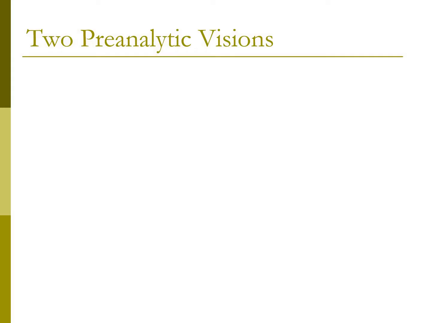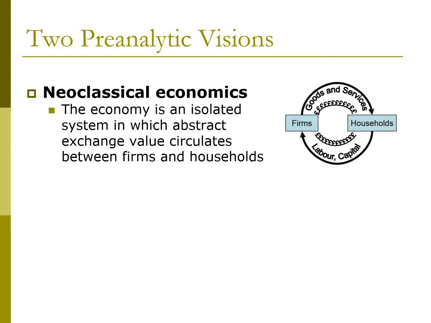So we have two different pre-analytic visions, different starting points for analysis. In neoclassical economics, the economy is seen as an isolated system in which abstract exchange value, i.e. money, circulates between firms and households. In this vision, the economy is essentially the whole system, and if the environment is represented at all, it is just another sector of the economy. In this vision, there is no opportunity cost associated with economic growth. The economy can expand forever because nothing contains it. It's simply expanding into the void.